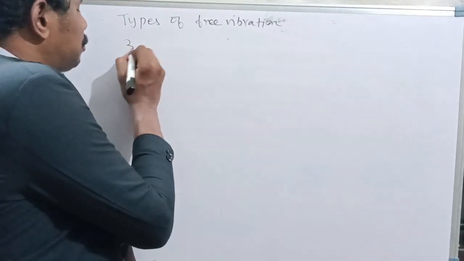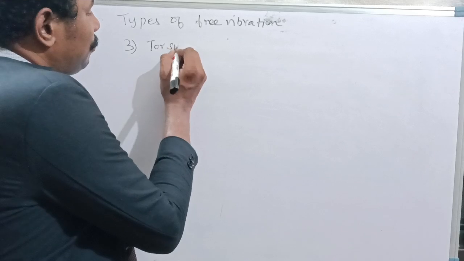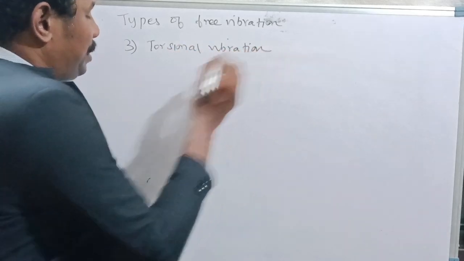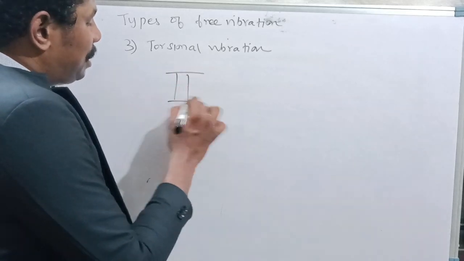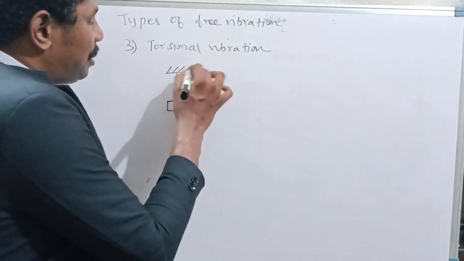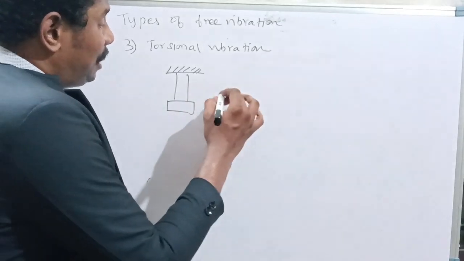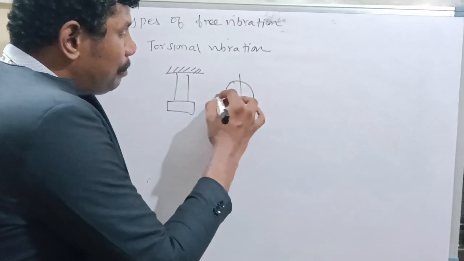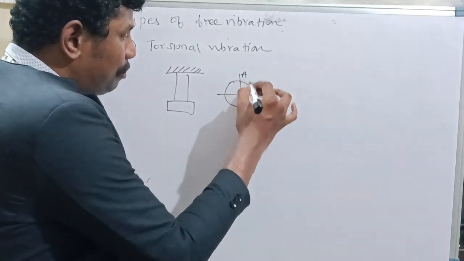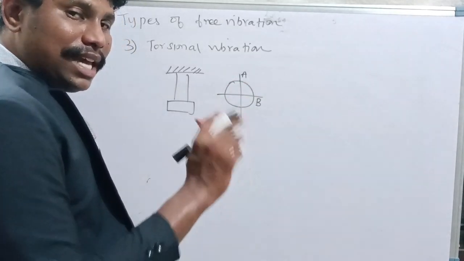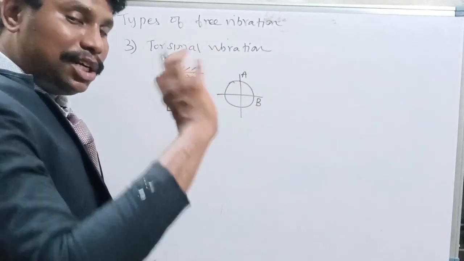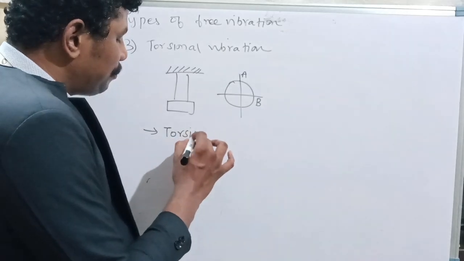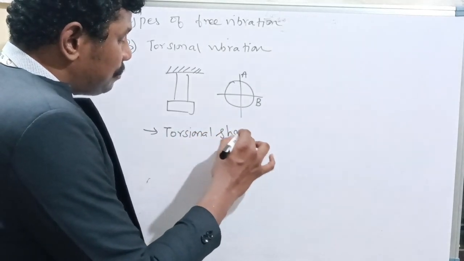So third one is torsional vibration. The same constraint, which is fixed at one end and has a heavy disc at the other end. In this case, the particle of the shaft or spring will be moving in a circle. So it will be moving from A to B. The shaft will be twisted and untwisted. So the stress induced is torsional shear stress.